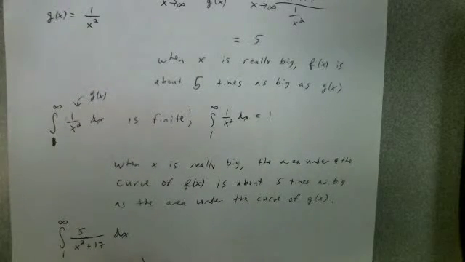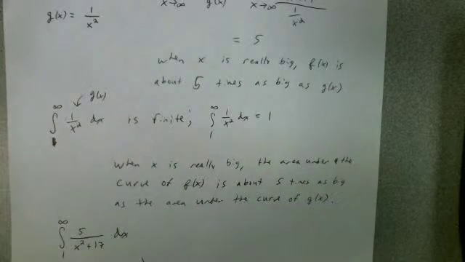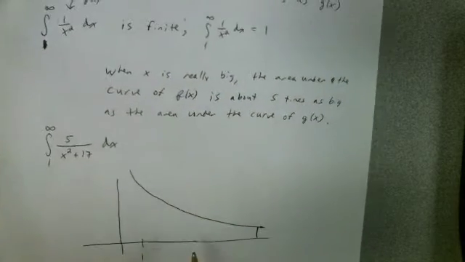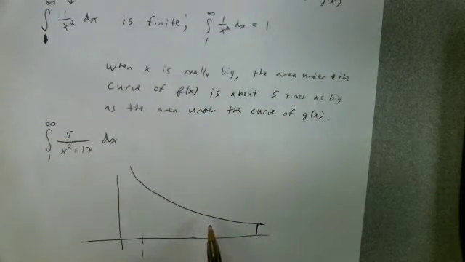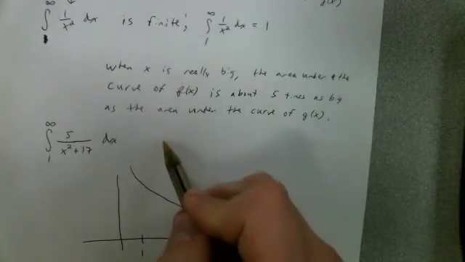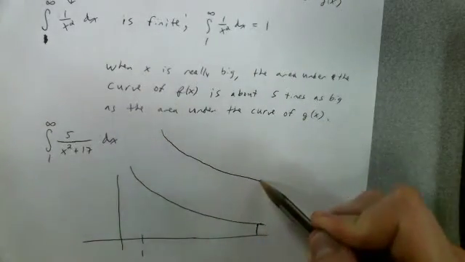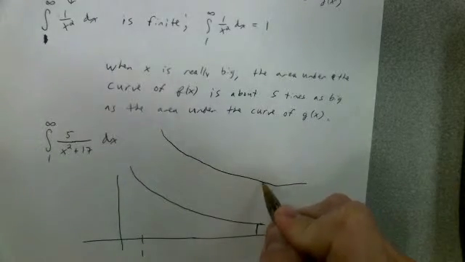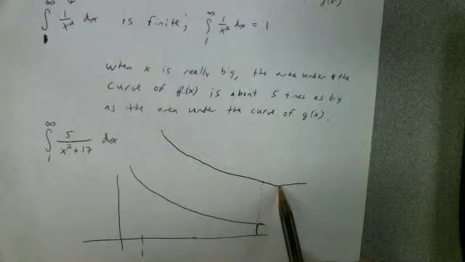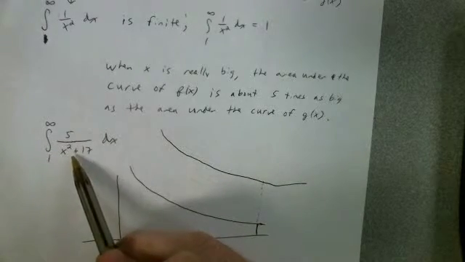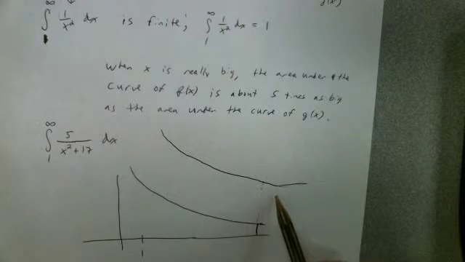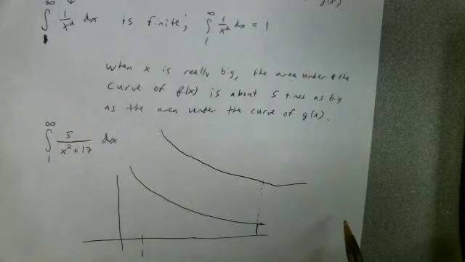So way off in the distance. Maybe 1 over x squared looks like this. And so we don't care about 1 right now. We're looking way off in the distance. So way out here, what we're saying is if this is 1 over x squared, then 5 over x squared plus 17 is about 5 times as big. So way off in the distance here, the area under the curve for 5 over x squared plus 17 is going to be about 5 times as big.